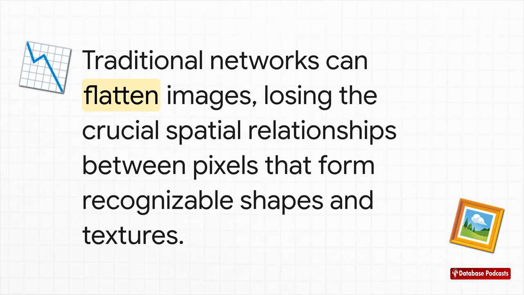And that really gets to the heart of the problem. A traditional network will take an image and just flatten it. It turns it into one long, single-file line of pixel values. And in doing that, it completely obliterates the spatial information. The fact that one pixel is right next to another is totally lost. But that very structure is what gives an image its meaning. It's what forms the edges, the shapes, and the textures we recognize.